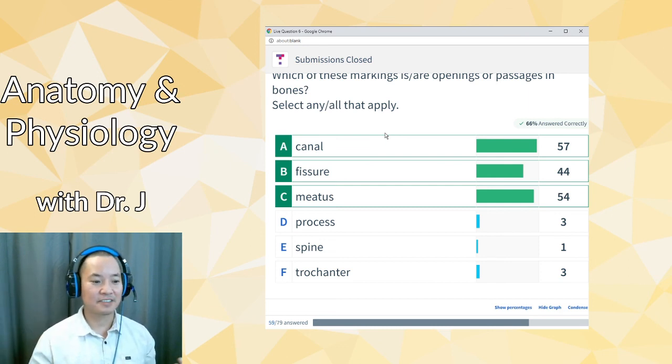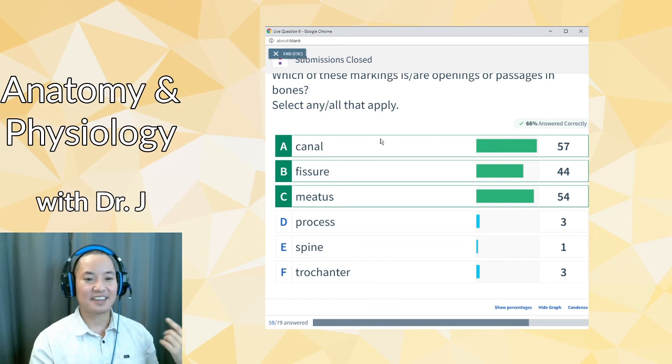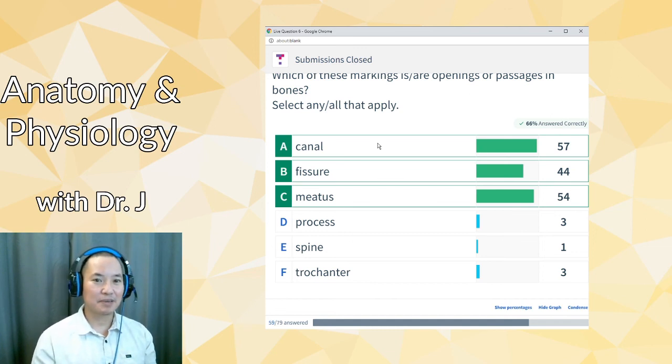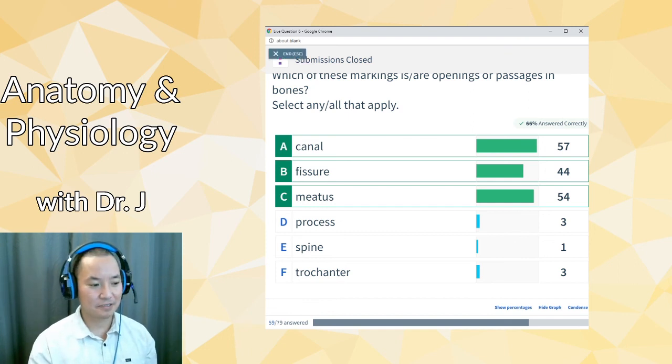A passageway from your outer ear into your middle ear. And then you have the process, which is not an opening or passage. Process sticks out. A spine is a raised ridge, so again, it's not an opening or passage. And then you have your trochanter. That's the biggest type of rough bump. That's why the trochanter is very prominent, with many things attached to those trochanters.